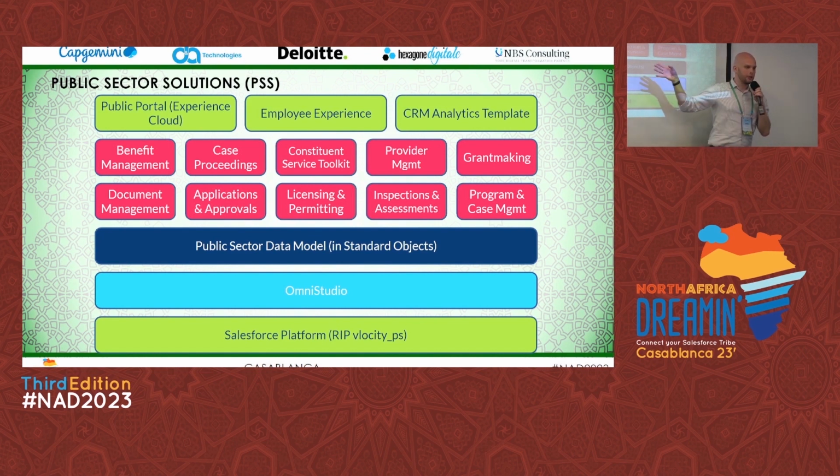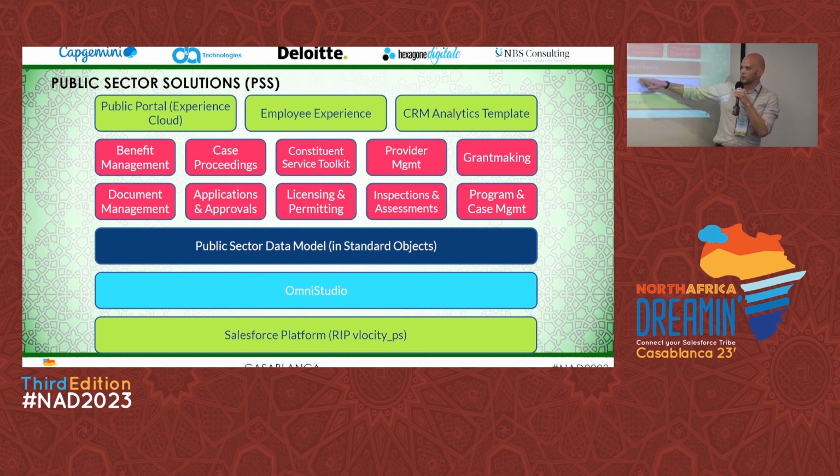So public sector solutions, the idea behind this cloud is that for public sector entities, like if you're doing visas or applying for a business permit or applying for a permit to like construct something, public sector solutions is an industry cloud for exactly that. So we have the Salesforce platform. This used to be Velocity Public Sector, but they've retired that and it's moved into Core. So now all of the like objects and everything are in Salesforce Core.